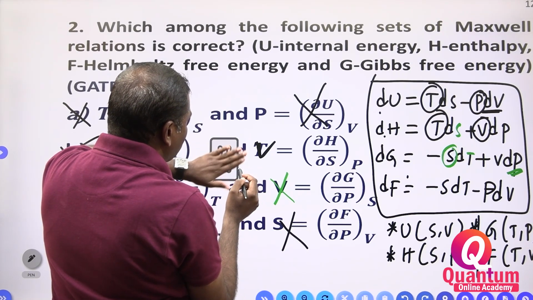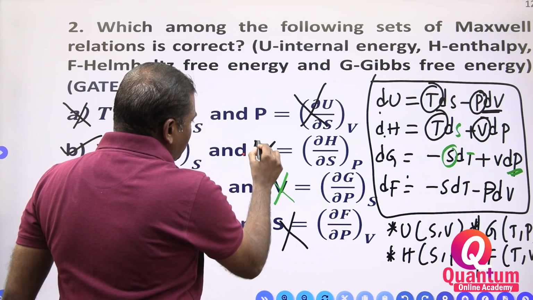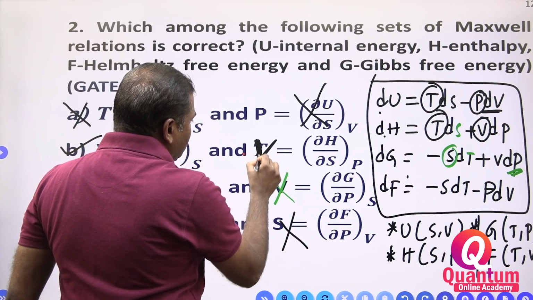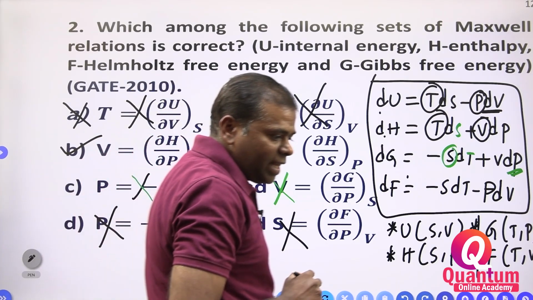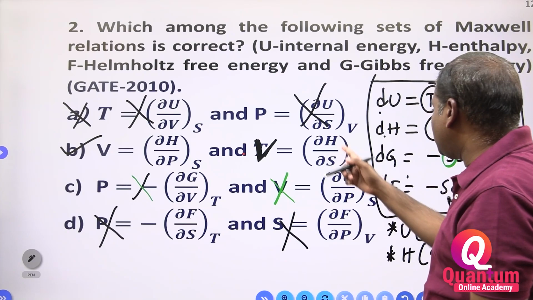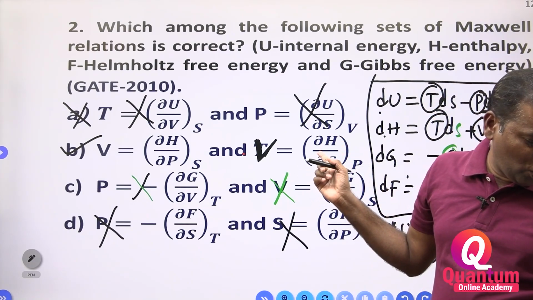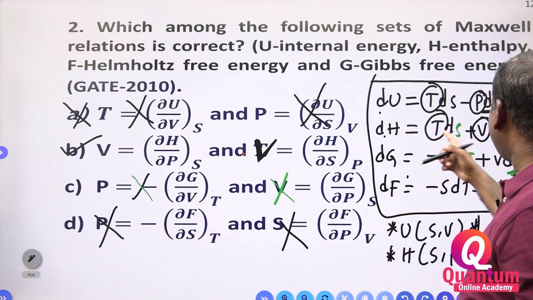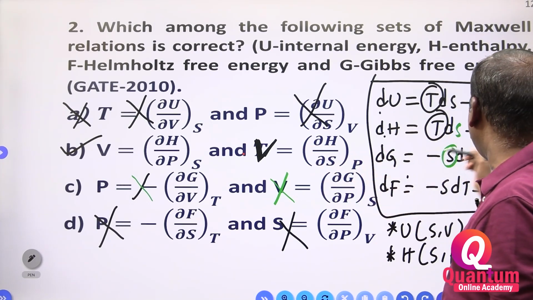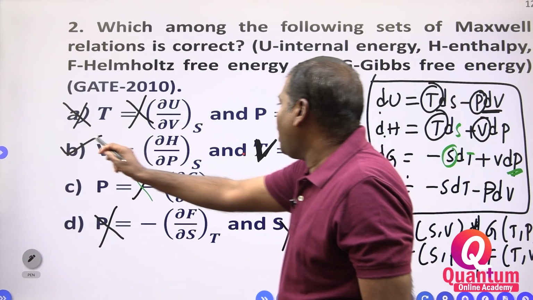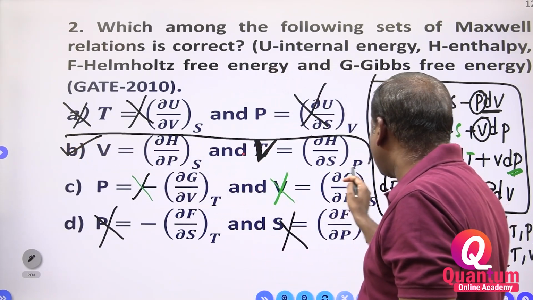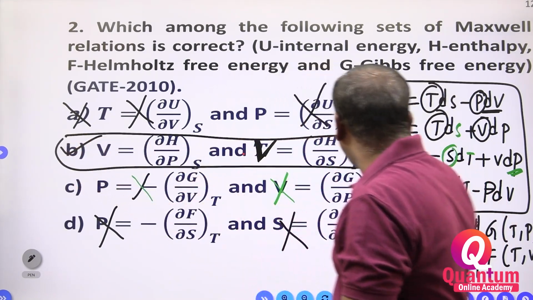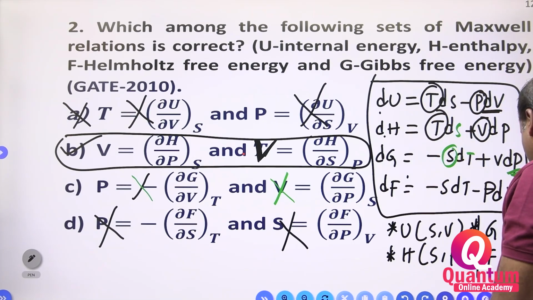Among these options, you have to see this is not T, right? Some printing mistake is there. This is the V: ∂H/∂S at constant P is equal to V. Option B is correct. You have to check it based on your rules.